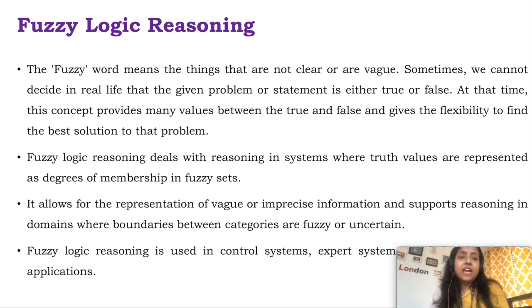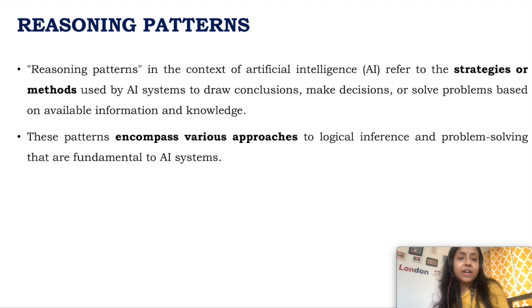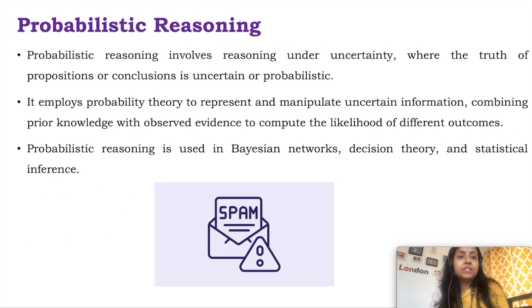So let us recap once more. What did we study just now? We studied reasoning patterns. Under reasoning patterns, we have studied four types, which are deductive reasoning, inductive reasoning, probabilistic reasoning, and at the end we studied fuzzy logic reasoning. Make sure to go through all the examples.